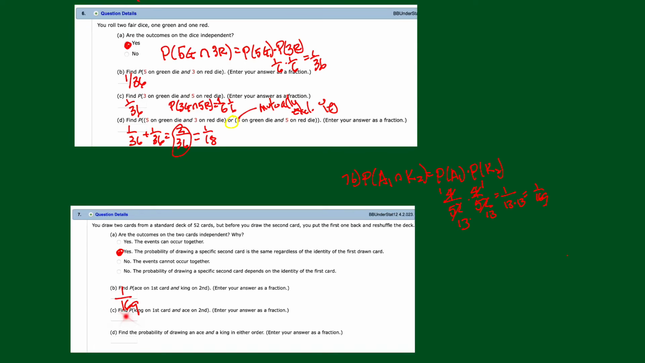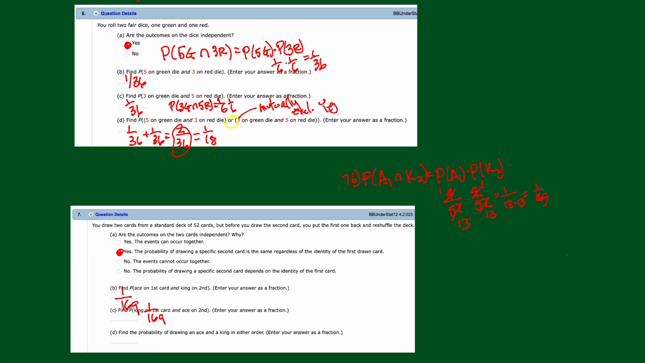Now, look at this one. A king on the first and an ace on the second. That's the same as what we just did in part B. That's going to be 1/169. And then part C, this is going to be the OR, right?